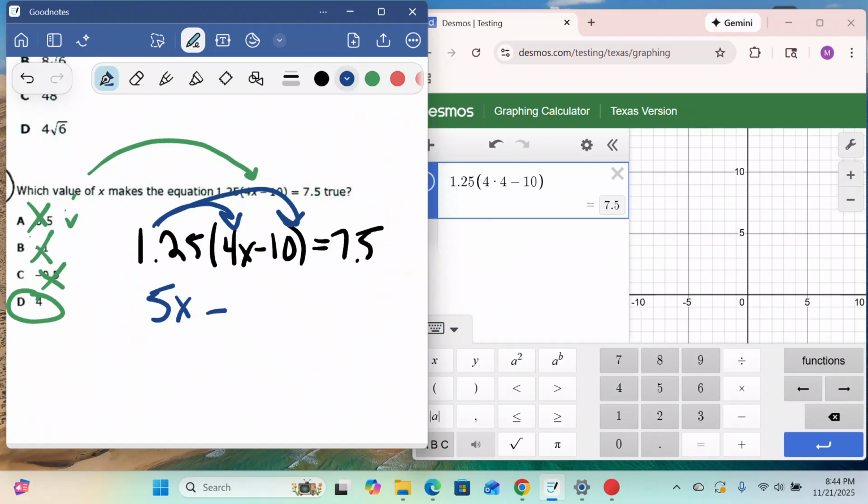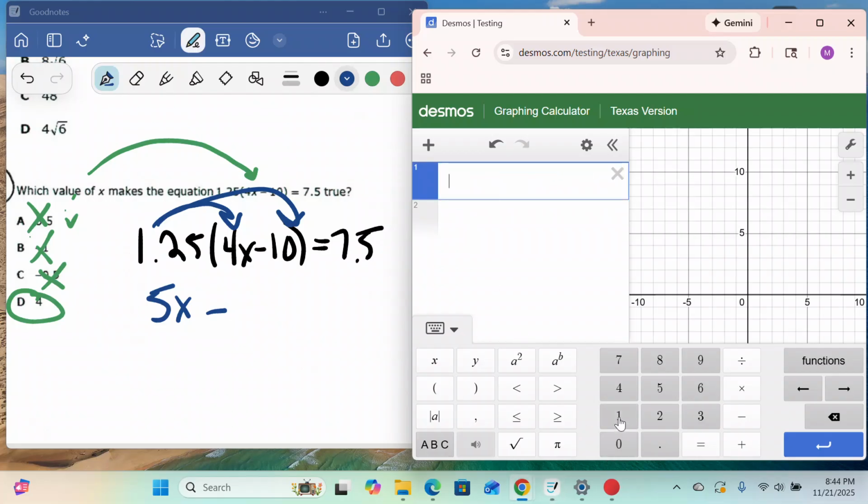Let me just put it in Desmos. Let Desmos do the work. Why break my head over it if I can let Desmos do the work? 1.25 times negative 10, and it gives me negative 12.5.